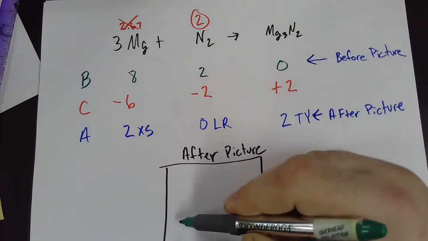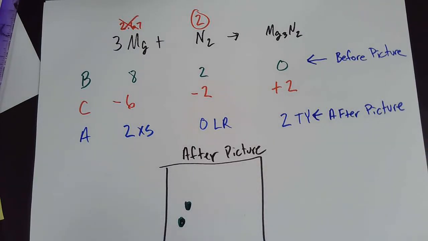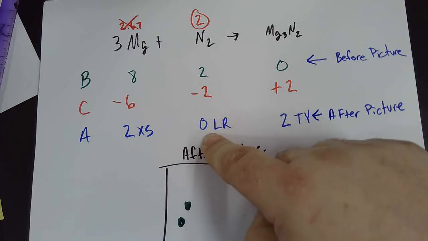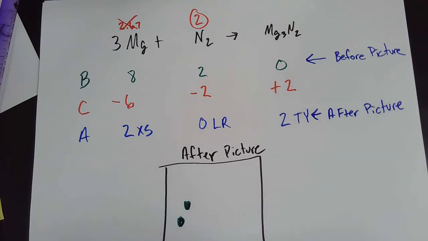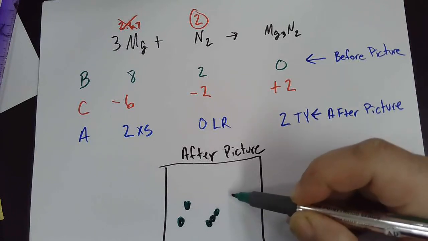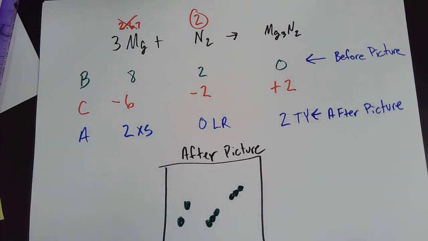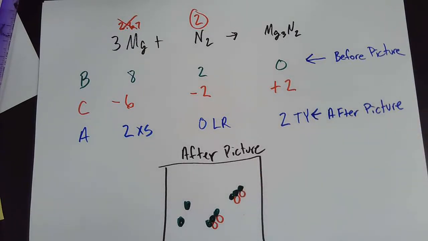So how many magnesiums are we going to draw? 2. So we're going to draw 2 magnesiums. Excellent. How many nitrogen molecules are we going to draw? 0. So no nitrogens. How many magnesium nitrides are we going to make? We're going to make 2 of these. So we're going to have 3 magnesiums 2 times. And each one of these is going to have 2 nitrogens on it. That's how you do number 1.